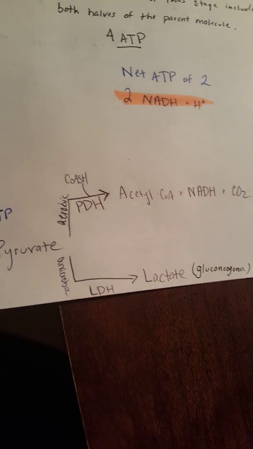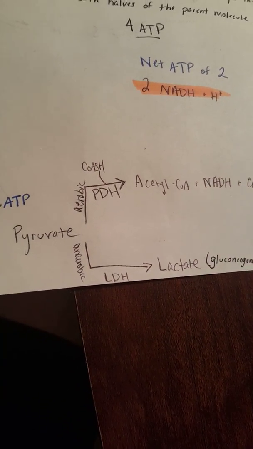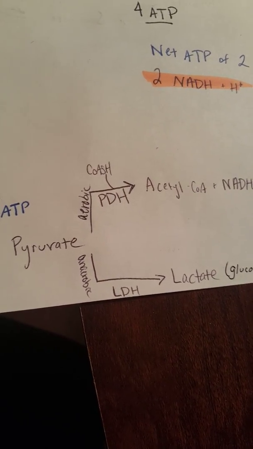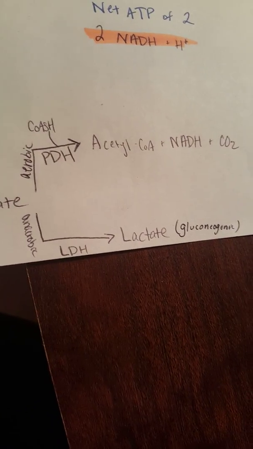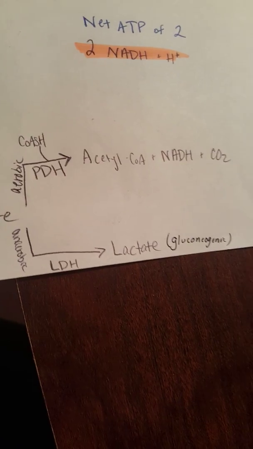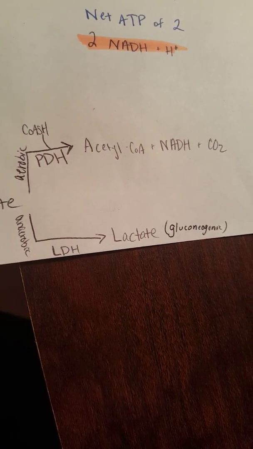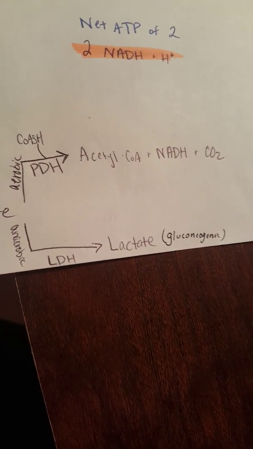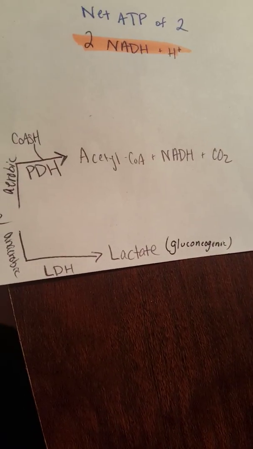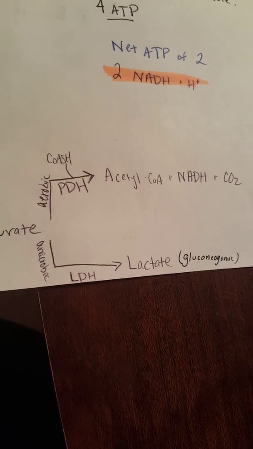But dehydrogenase explains that we're pretty much getting electrons and ions out of it, so there should be an NADH there. And then it transfers into lactate, which is gluconeogenic. It goes back to the liver, and we pretty much start this whole process over. This is in case we are under anaerobic conditions.